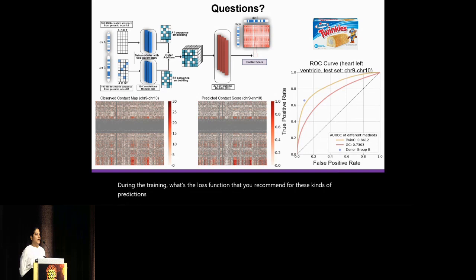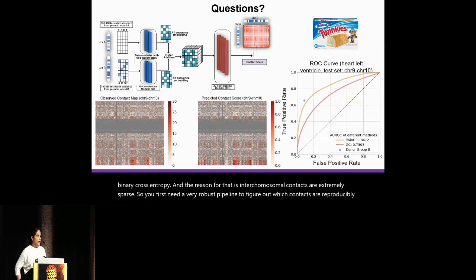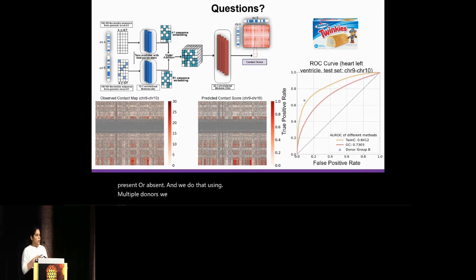Right. So unlike other sequence to Hi-C models that solve a regression task using a mean squared error loss function, we are solving a classification task. So we use binary cross entropy. And the reason for that is interchromosomal contacts are extremely sparse. So you first need a very robust pipeline to figure out which contacts are reproducibly present or absent, and we do that using multiple donors. For these heart ventricles, we have 10 donors, but if you want to repeat this in other tissues, you need at least 3 replicates to be able to reproducibly call positive and negative contacts.